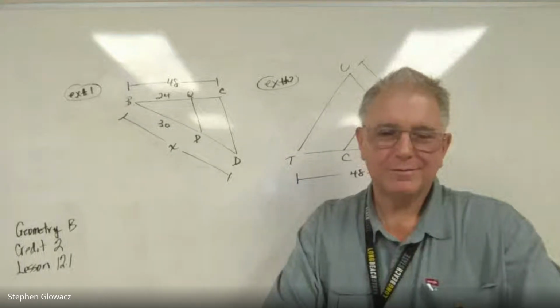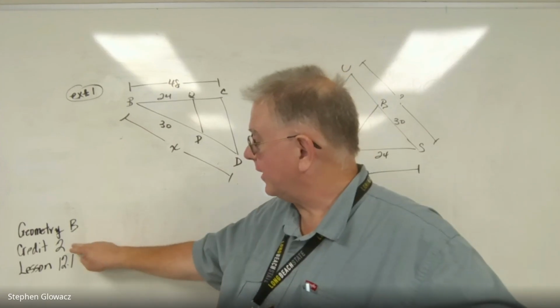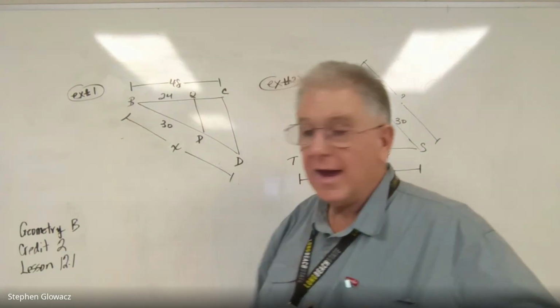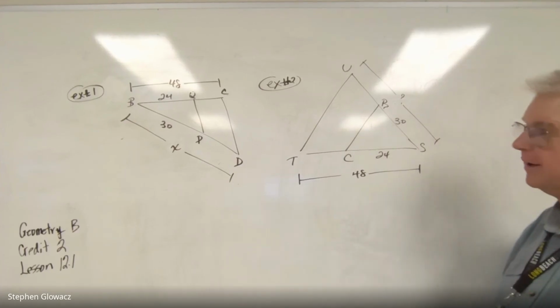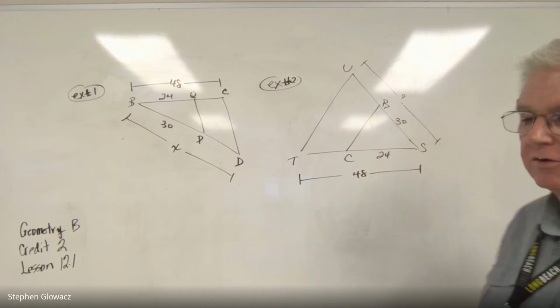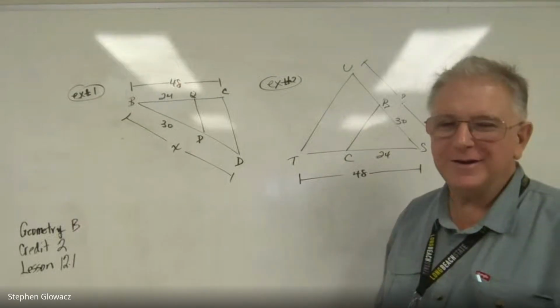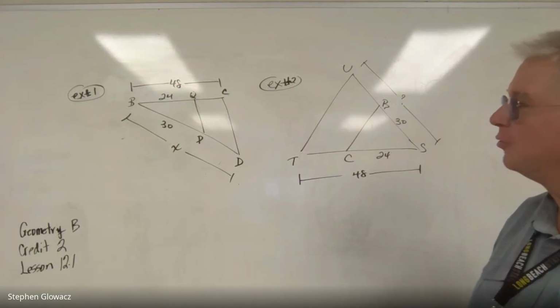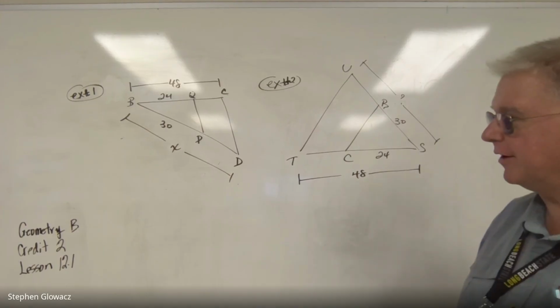These are the examples for Geometry B, Credit 2, Lesson 12.1. In Lesson 12.1, we're going to be dealing a little more with similar triangles, and again, no pun intended, but kind of something similar to what we did in the previous lesson.